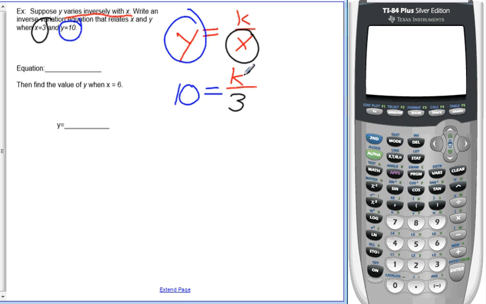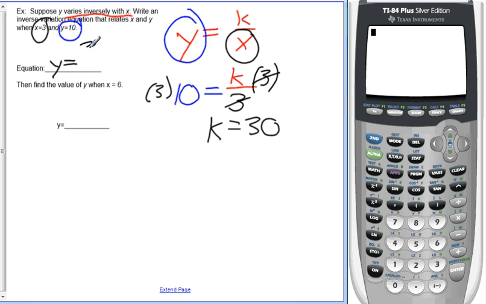Now to solve for k, I need to multiply both sides of the equation by 3. And I get k equals 3 times 10, or k equals 30. And again, the k value is all you need to write the equation. So once you have k, you can write your equation. My equation is y equals k, or 30, over x. That's the first part of the question.